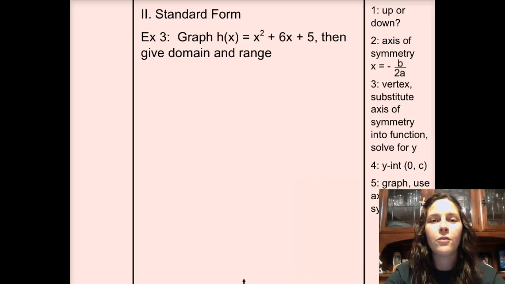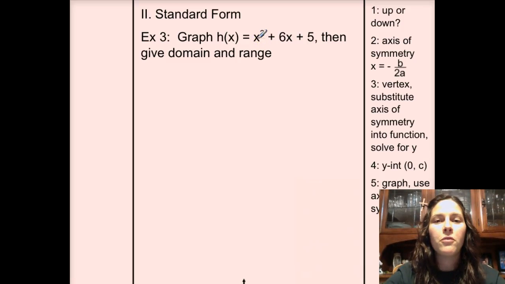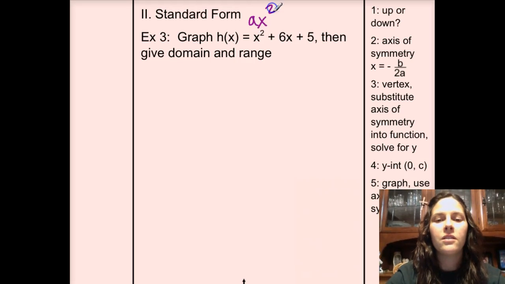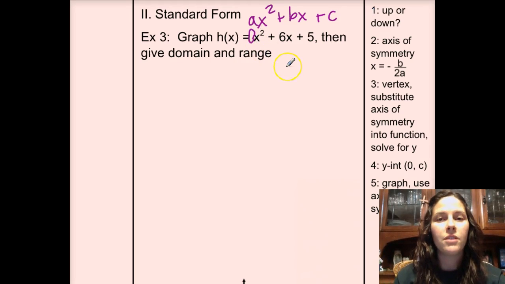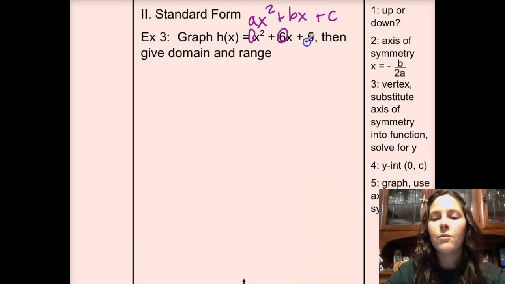Next, we're going to learn how to graph from standard form. If you remember from your quadratic equations unit last year in Algebra 2, standard form is when you have ax squared plus bx plus c. So a, b, and c will be numbers in the equation. So in our equation, we have an a value of 1 because we're multiplying our x squared by 1. We have a b value of 6 because we're multiplying our x by 6. And we have a c value of 5. C is the constant. You're not multiplying it by any variable.